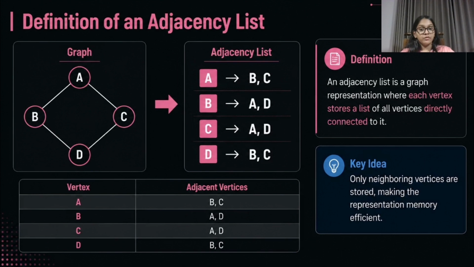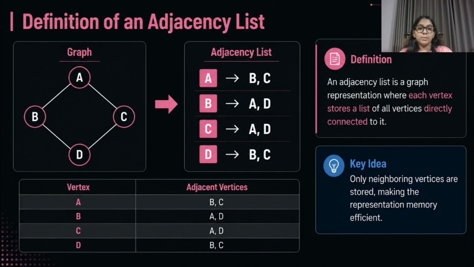So, one of the most common ways to represent a graph is an adjacency list. So, what exactly is an adjacency list? An adjacency list is a representation in which every vertex stores a list of all vertices directly connected to it. Let's break this down. Suppose we have a vertex called A. If A is connected to B and C, then the adjacency list for A would simply contain B and C. In other words, A keeps track of its neighbors.